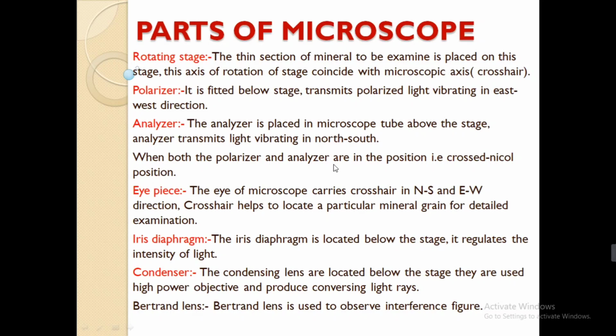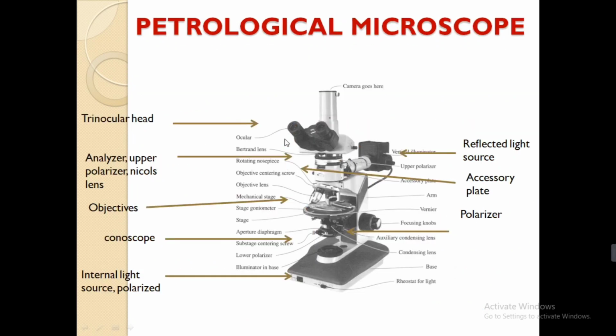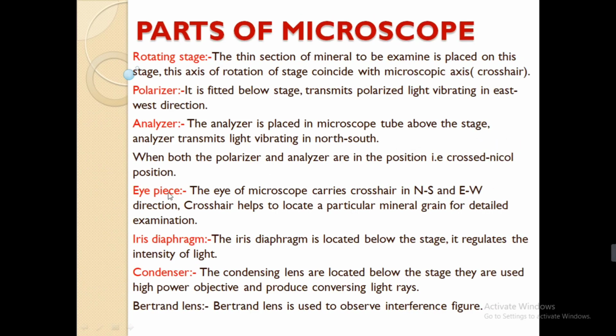When both polarizer and analyzer are in position, that is known as the crossed polar position. Eyepiece. The eyepiece of the microscope carries a crosshair, that is north-south and east-west direction. The crosshair helps to locate a particular mineral grain for detailed examination. Here this is the eyepiece.